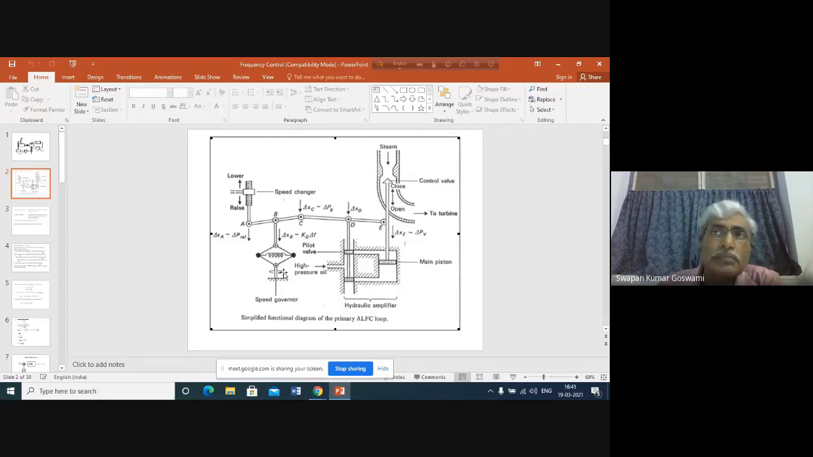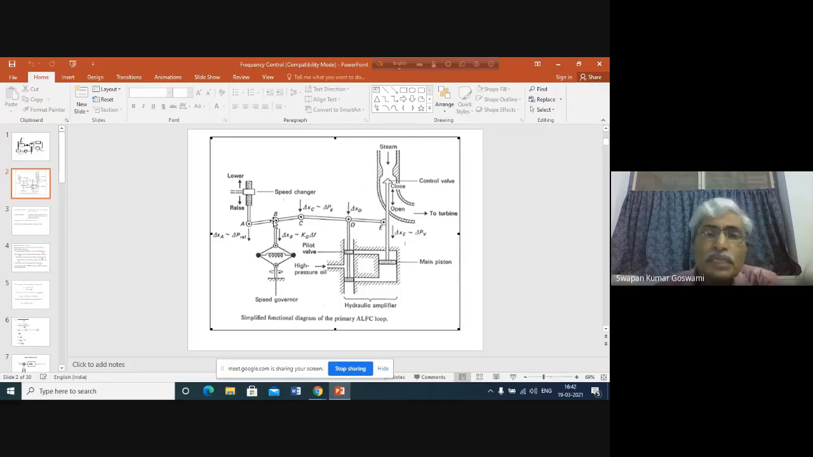Similarly, at a speed below synchronous, the tension will be less than the synchronous speed tension. So there will be less pull, less tension on the spring. The fly balls will come closer. In this process, they will push B upward. So B will move upward. So the downward movement of B is due to above synchronous speed operation of the synchronous machine, and the upward movement of point B is due to the speed becoming below synchronous speed.